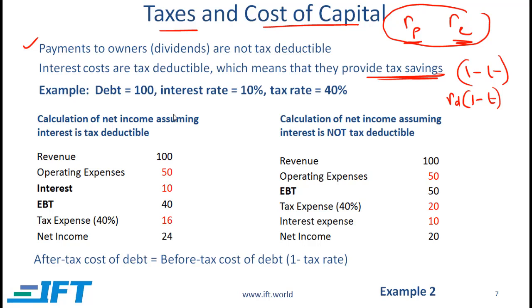What I'm going to do on this slide is explain to you why we multiply by 1 minus t. You just need to understand this once in your life, and then after that you simply use this expression. Let's say we have a company which has debt equal to 100. The interest rate is 10% and the tax rate is 40%. An interest rate of 10% means that the company is actually paying an interest amount of 10 to the lender.